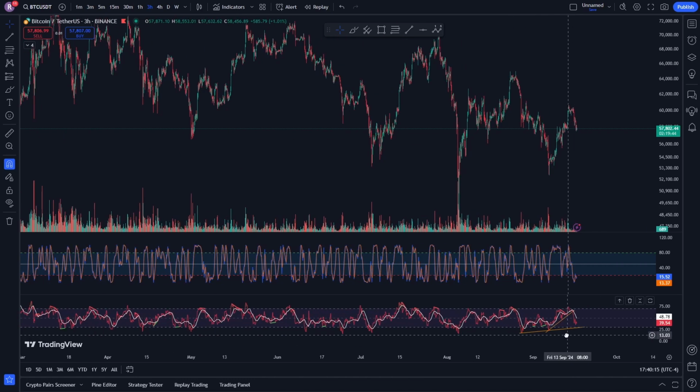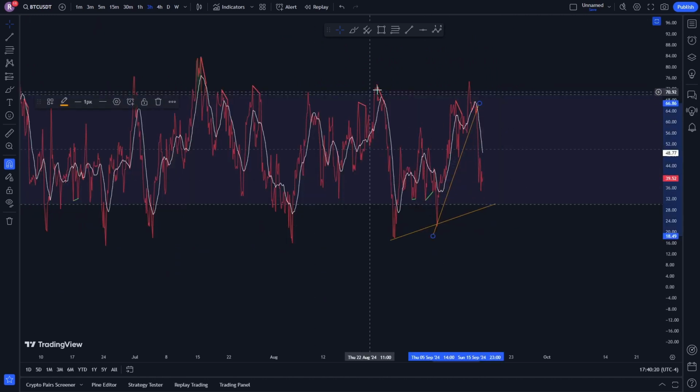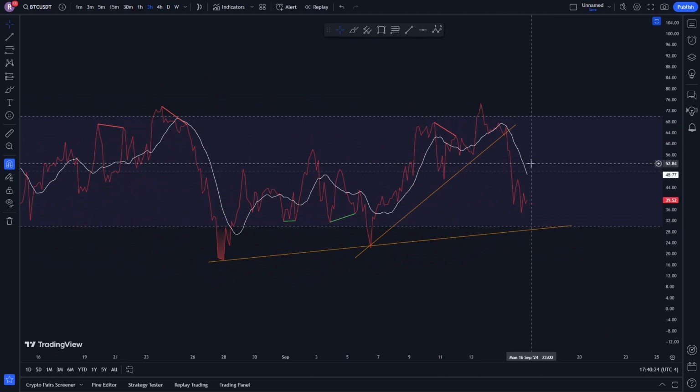Now that this uptrend broke, and we're currently ranging below this moving average of the RSI, you want price to be staying above it in order to remain more bullish, and below it to be more bearish. So we broke this uptrend, so we can invalidate this, but right here we can expect to bounce off of this trend.